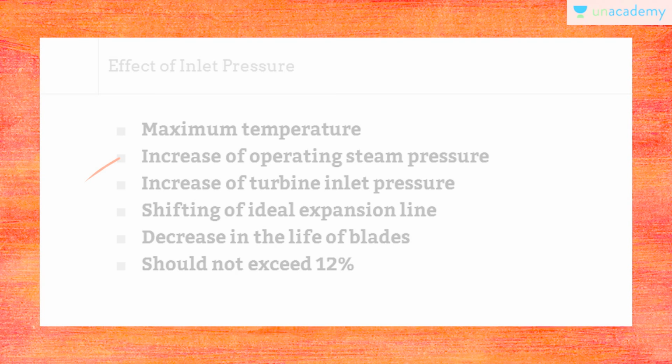It actually increases the operating steam pressure at which the heat is added to the boiler. And then it also helps in increasing the turbine inlet pressure, that is, the ideal expansion line of steam shifts to the left and the moisture content in the turbine exhaust increases. If the moisture content in the steam increases, then it actually decreases the life of the blades. It leads to corrosion. And you can also see that the maximum moisture content should not exceed 12%.